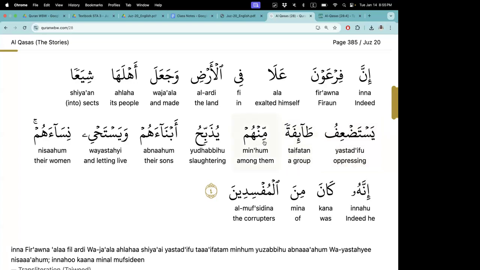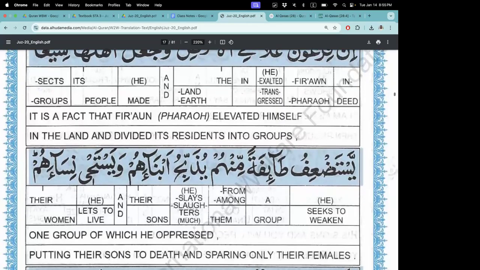Minhum, two words. From them. Okay? Let's look at how it breaks down. Yastad'ifu. He seeks to weaken. Because of this, you will now hopefully see that this is going to be a fi'l. Yes, because there is an action and there is an implicit actor, right? The action is seeking to weaken, and the actor is he.